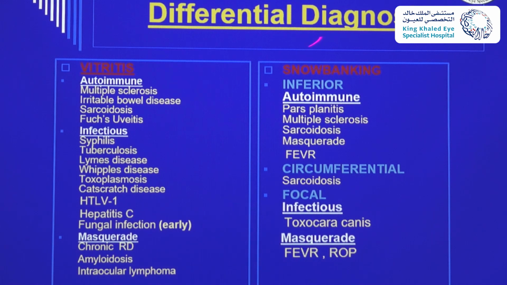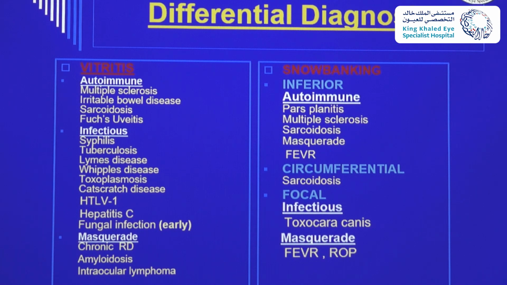Differential diagnosis, when you are putting things together. For vitritis, we have autoimmune diseases including MS and inflammatory bowel disease. We have sarcoidosis, Fuchs uveitis. This is confusing because it has an anterior component and a vitreous component. In the past, they called it heterochromic iridocyclitis, but now it is a syndrome. So what you call it is Fuchs uveitis, rather than just Fuchs heterochromic iridocyclitis. So put this in your mind: most Fuchs uveitis might have vitreous involvement.